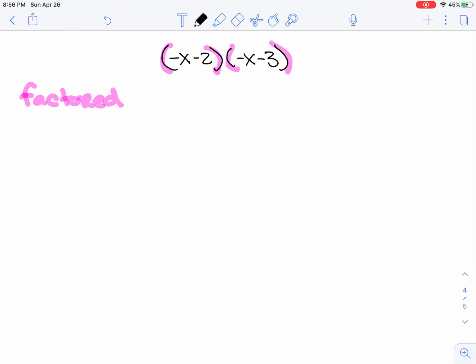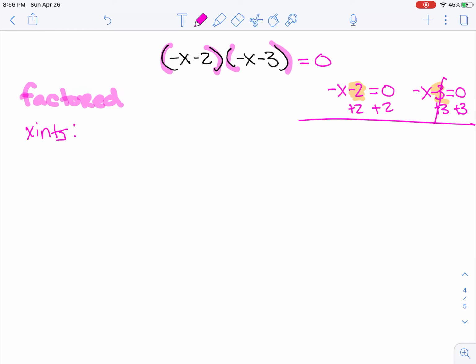Okay. Now, from factored form, I can get my x-intercepts. It comes from -x minus 2, setting it equal to 0, and -x minus 3, setting it equal to 0. When I do that, I'm solving like normal. So the thing that I move first is the -2 or the -3 because they're farthest away from the x. In order to move those, you use the opposite signs. This is all solving equations from first semester.